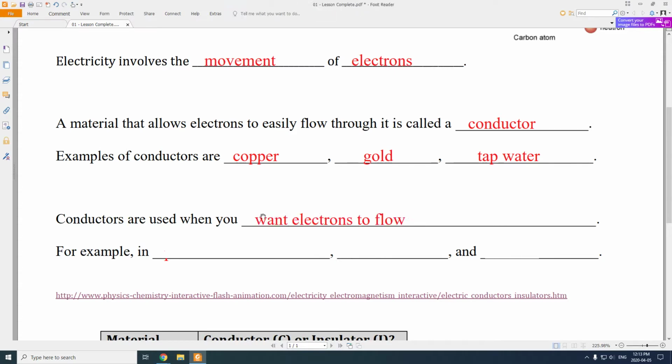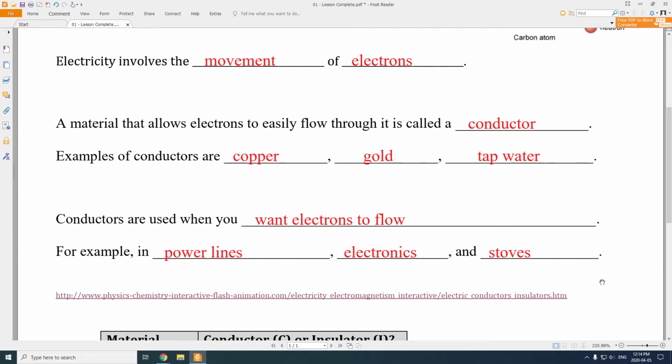Conductors are used when you want electrons to flow. For example, in power lines, if you want to get electricity to people's houses, you're going to use a conductor, and they use copper in power lines. In electronics, we talked about your phone already. Also in appliances, things like stoves, your fridge, your lights.